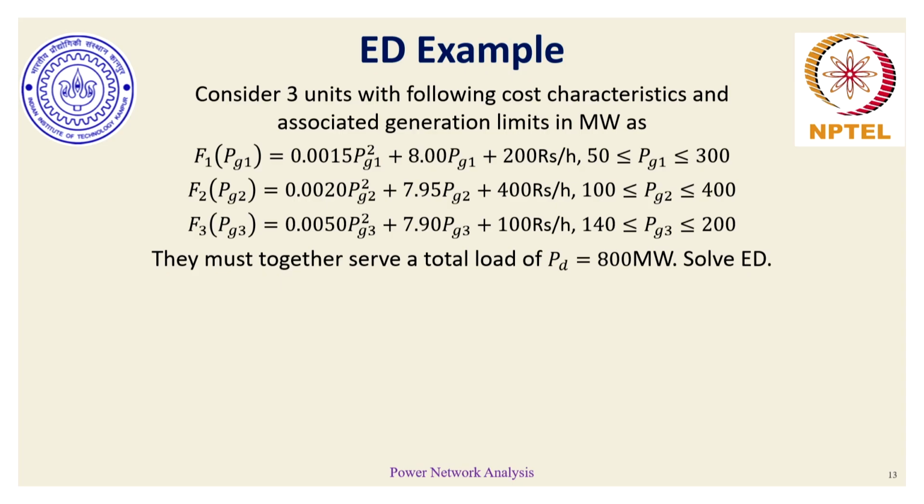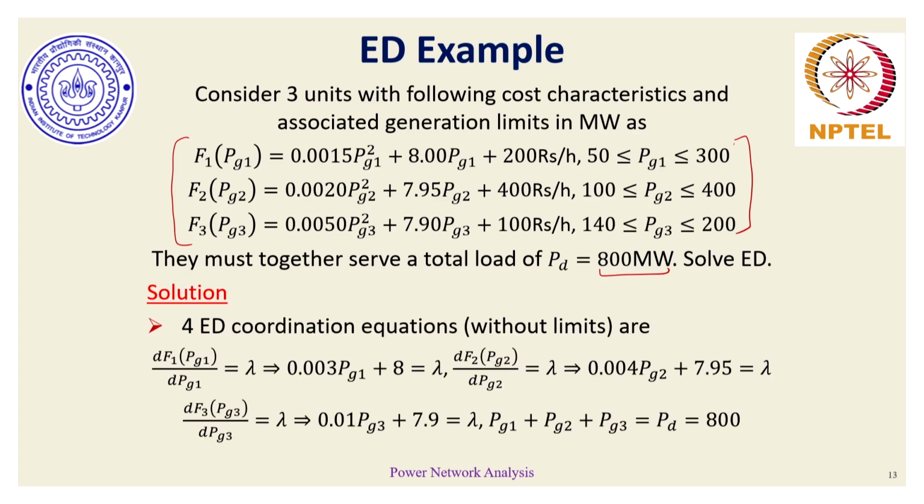I'll just conclude this discussion with a simple example. There are 3 units present in a given power plant. The corresponding quadratic cost curves are given, the respective generation limits are given, and you have to solve economic dispatch for a total load of 800 megawatts. So basically we would have 3 PGs as unknowns, PG1, PG2 and PG3 as the 3 generations, and we also have the unknown lambda, which is the incremental cost of supplying the load. So for 4 unknowns, we figure out our 4 coordination equations which are shown over here.